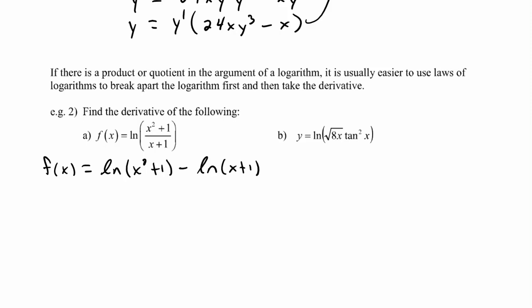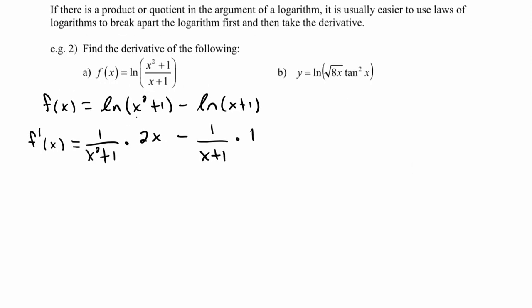So now let's take the derivative. This would be f prime of x is equal to, step number 1, the derivative of the natural log is 1 over the argument. So 1 over x squared plus 1, and then times the derivative of the inside. Chain rule here, so 2x, minus. And then a similar thing going on here, right? 1 over x plus 1, and then times the derivative of the inside would just be 1 in this case.